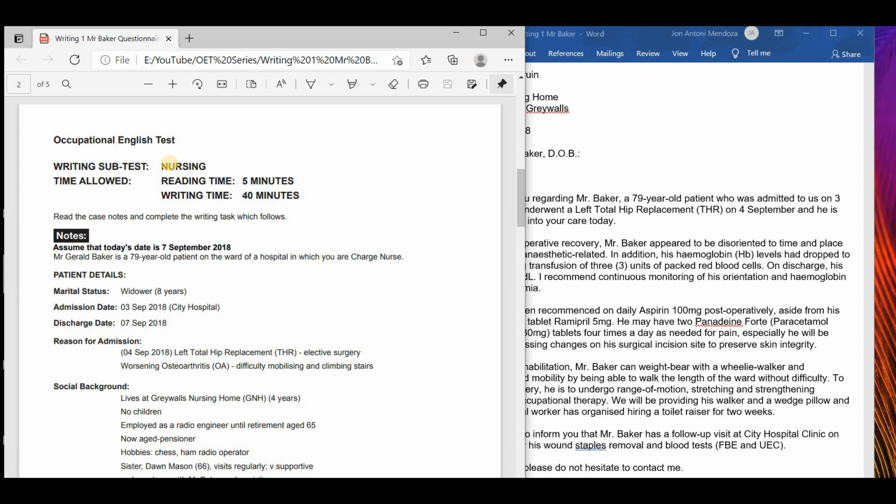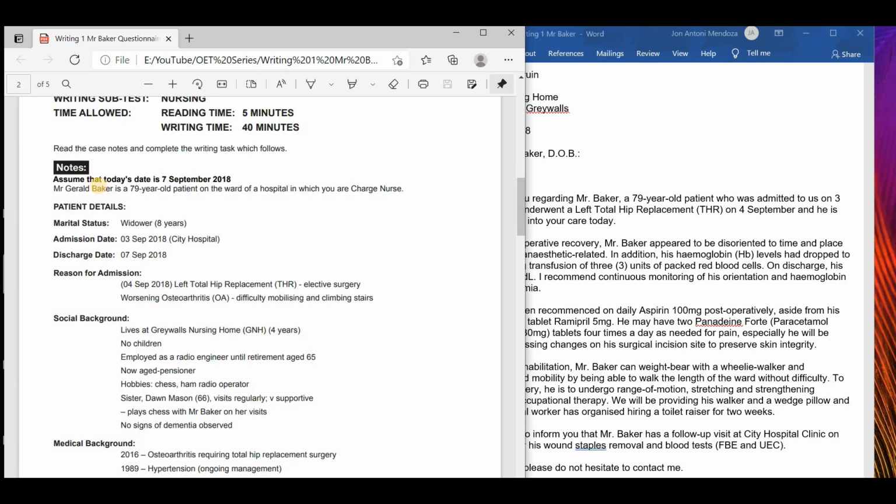So we have the OET writing subtest for nursing, and you're aware that the reading time is 5 minutes and the writing time is 40 minutes. You'll be presented with a case note and you have to complete the writing task which follows. Okay, so let's scan the notes. According to the notes, assume that today's date is 7th of September 2018 and it's about Mr. Gerald Baker, a 79-year-old patient on the ward of a hospital in which you are a charge nurse. And you can see the patient details below.